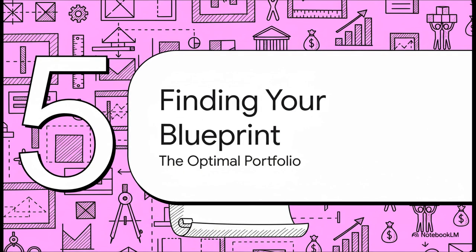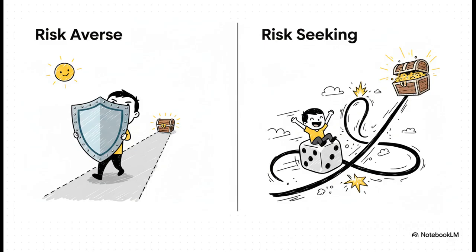So we have the building blocks. We have the secret ingredient. The last step in our project is the blueprint. This is all about taking these powerful ideas and figuring out how they apply to you, the individual investor. See, the perfect portfolio for you depends entirely on your personal relationship with risk.